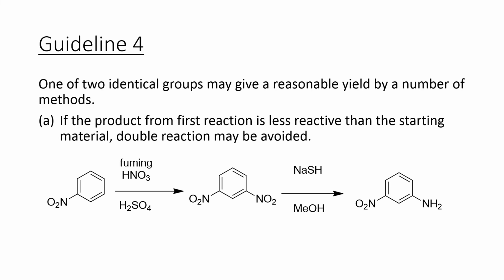Here is the second strategy, reaction of one of two identical functional groups. When two identical functional groups are present, how can one of these two be reacted and the other one kept unreacted? One of two identical groups may react if the product is less reactive than the starting material.